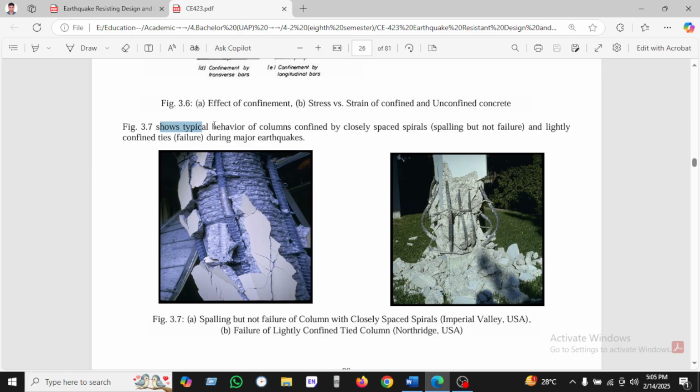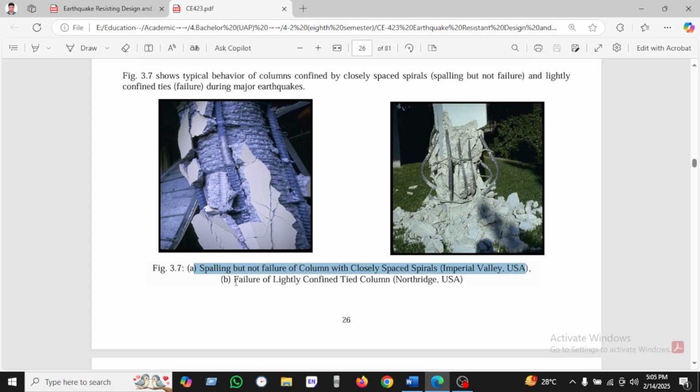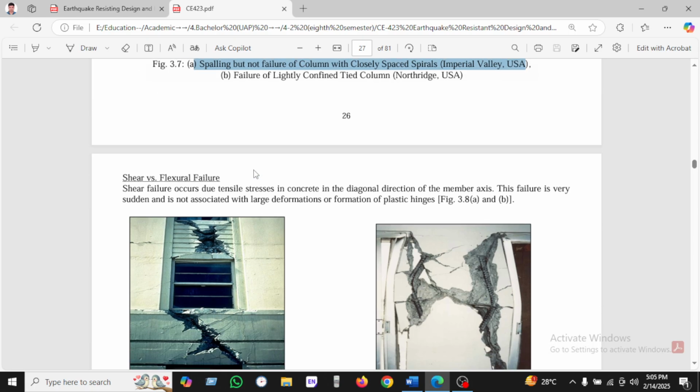We can see here another picture which shows the typical behavior of a column confined by closely spaced spirals: spalling but not failure. And a lightly confined tied column shows failure, under earthquake. Here we see spalling but not failure in the column with closely spaced spirals. And another, the failure of a lightly confined tied column. This is the failure of the column, but this is not failure, it is the spiraling of the column.